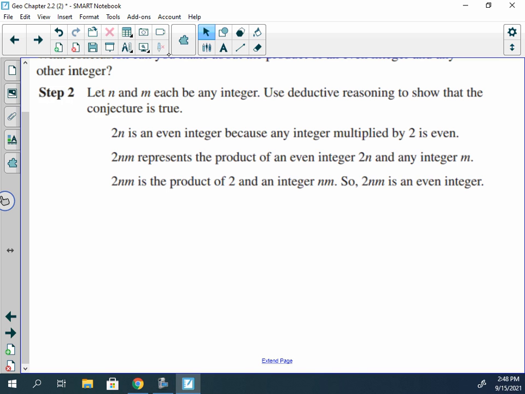Now, 2n is an even integer because integers multiplied by 2 is even. 2nm represents the product of an even integer 2n and any other integer m. 2nm is the product of 2 and an integer nm, so 2nm is even. And this here is more along the lines of what a mathematical proof, an actual proof would look like. We would do this here, talking about it in terms of any number, not a specific case. Questions on this here? You're not going to be asked to do something like this here because it does take a while to get in that mindset of setting those up and figuring those out.